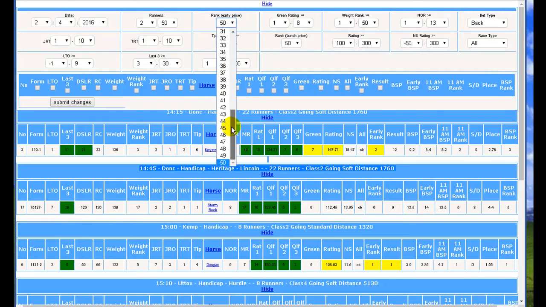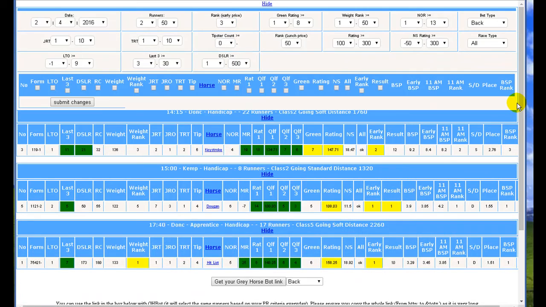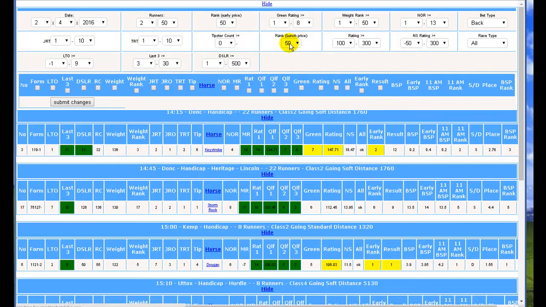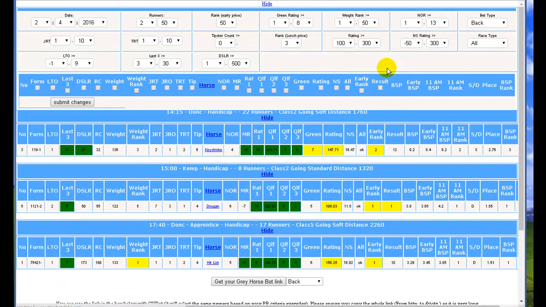Early rank is the rank based on around 6 o'clock in the morning. You could take the lunchtime rank, which comes in about quarter past 11. So if we change that back to 50, and we said, okay, we're going to take lunchtime rank, so we could do it that way around as well. And again, we've got a first and two losers. But BSP was 3.9, which wasn't too bad. So that's one thing we could do.